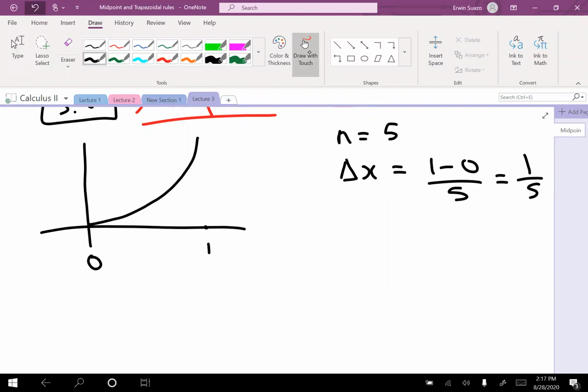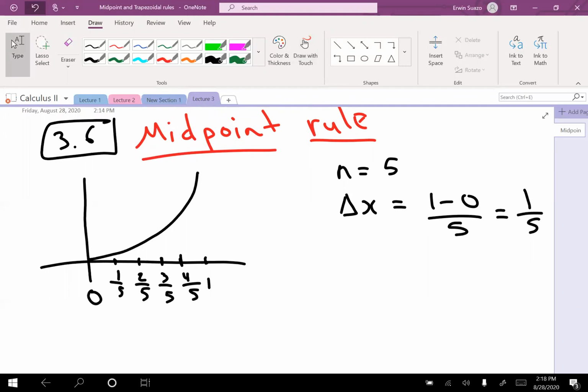So again, what I do is divide in five little intervals. So 1, 2, 3, 4, and 5. So my first is 0, my second is 1/5, my first is 1/5, my second is 2/5, 3/5, 4/5, and 1 that is 5/5, right? So what is different here? So what do you think, guys, is called midpoint? What do you think we're gonna do?